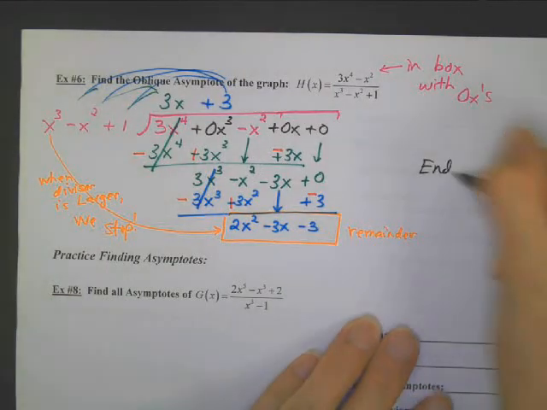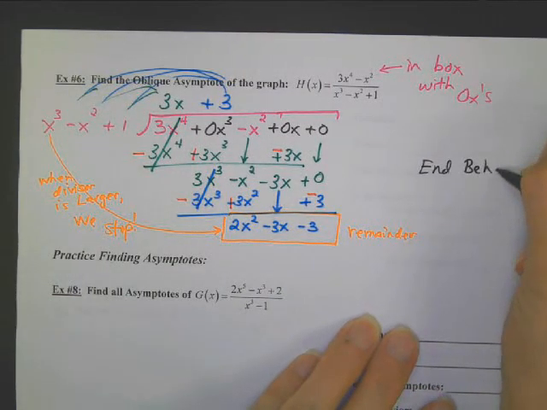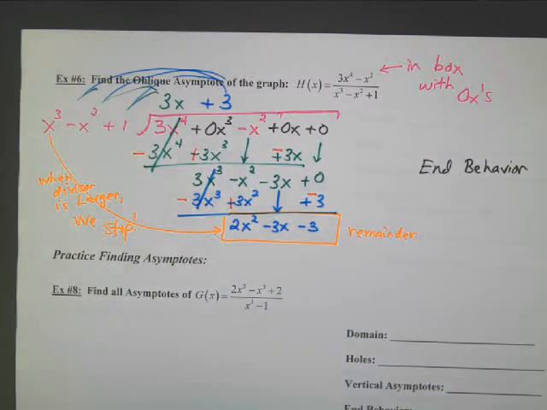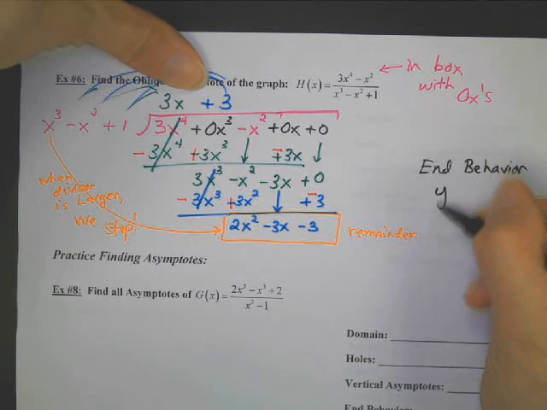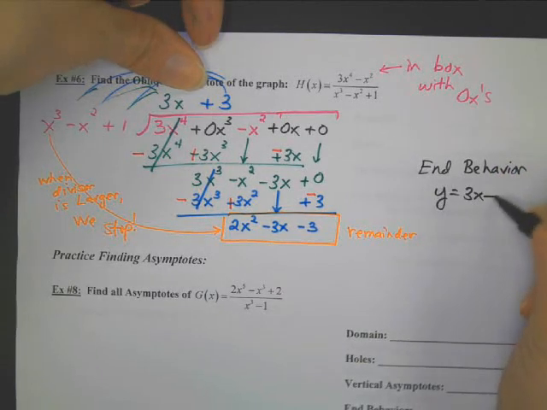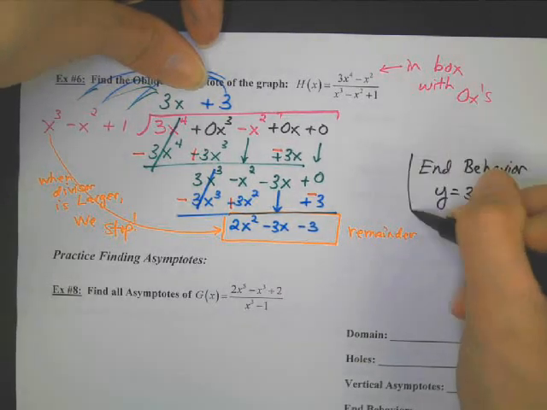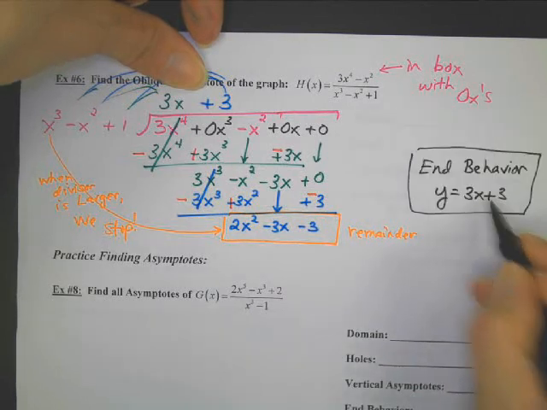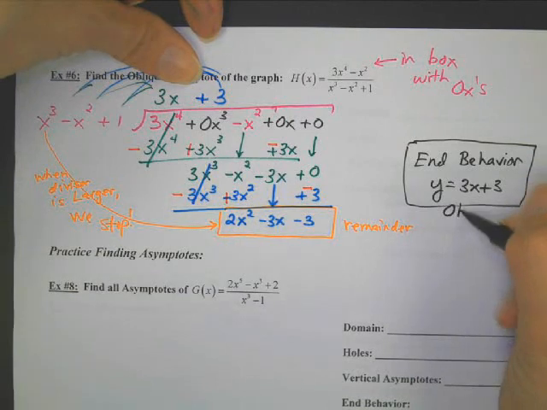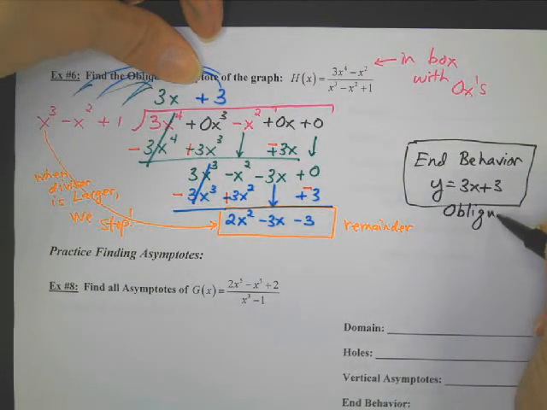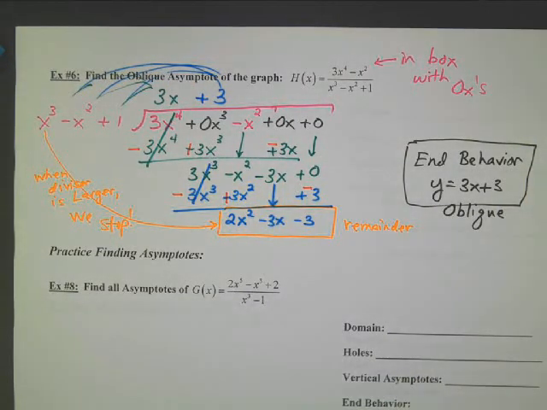Okay, the end behavior, the ends of this graph, are they going to go horizontally? Are they going to go like an oblique line? Are they going to follow a parabola? You look at your quotient. Y equals 3x plus 3. Oh, I guess they're going to follow this oblique line. They're going to go on a diagonal line. So we would say that this graph has some oblique end behavior.